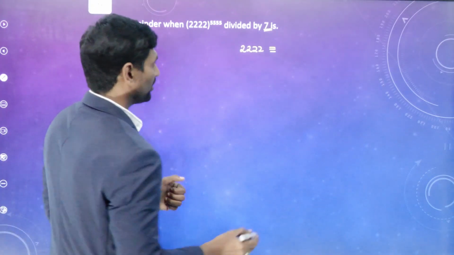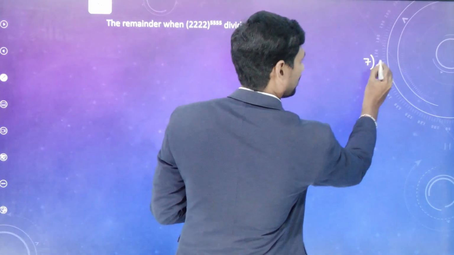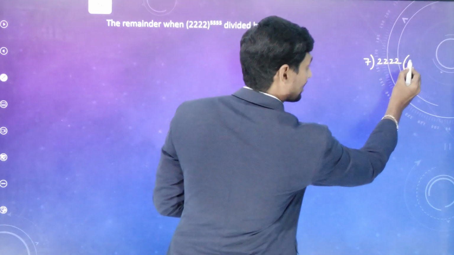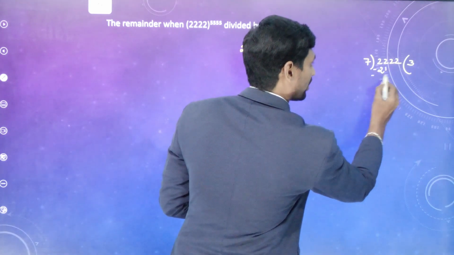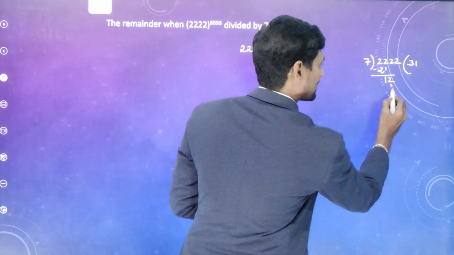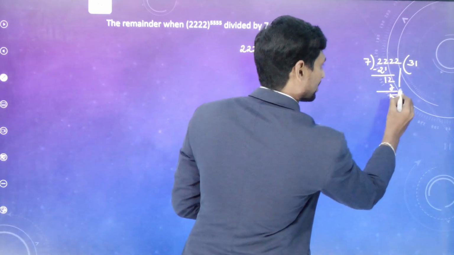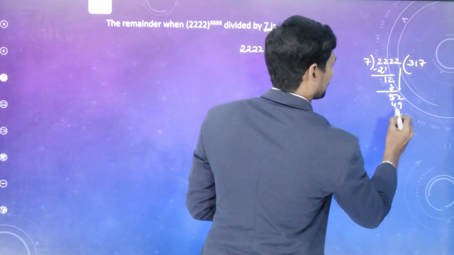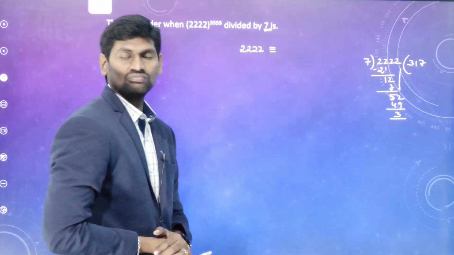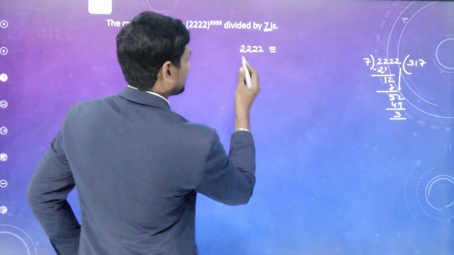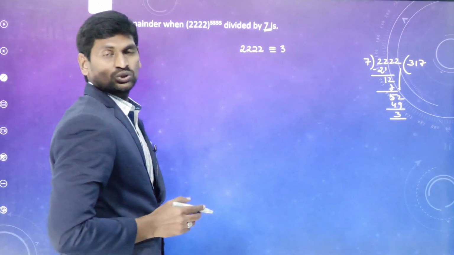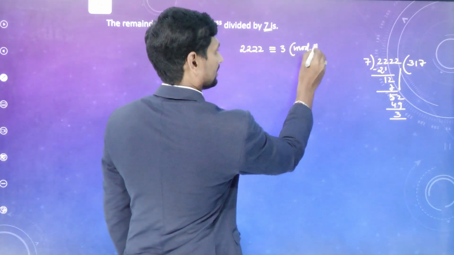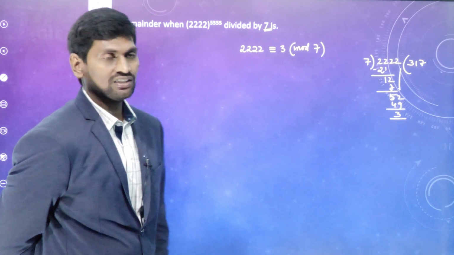Let us find the remainder by doing the division. 7 table in 2222: 7 threes are 21, remainder 1. Bring 2 down, 7 ones are 7, remainder 5. Again bring down 2, 7 sevens are 49, remainder 3. We got the remainder 3. That means we can write 2222 is congruent to 3 mod 7. Okay?